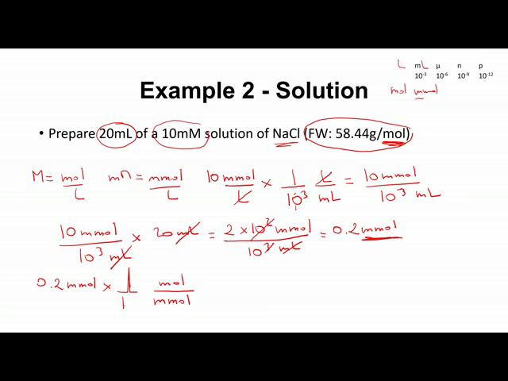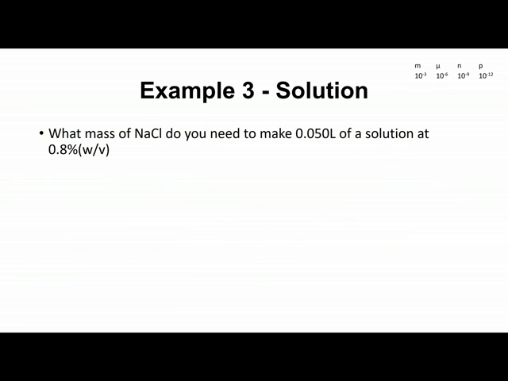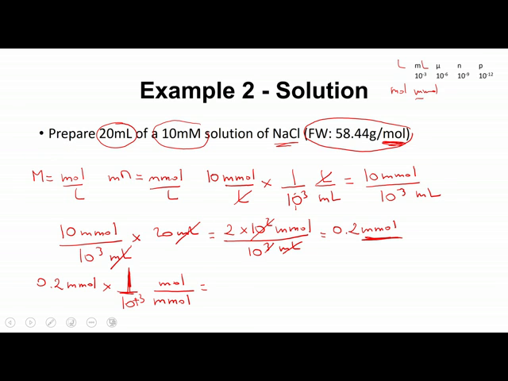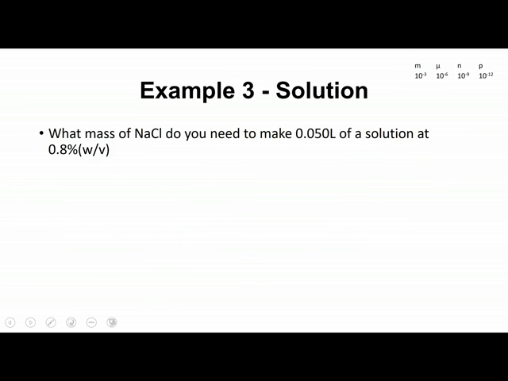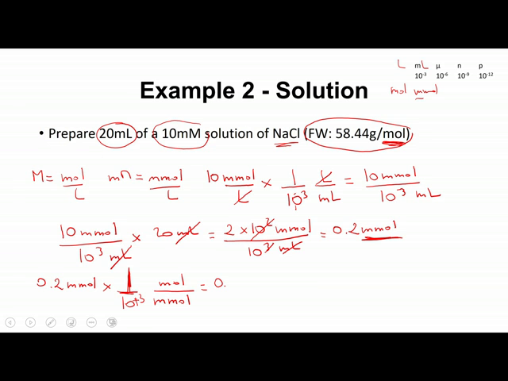So 10 to the minus 3. So that's a 1 on the top, and 10 to the 3, sorry, plus 3 on the bottom. So it means that 0.2 millimoles will be equal to 0.2 times 10 to the minus 3 moles. My apologies, this computer is driving me crazy.